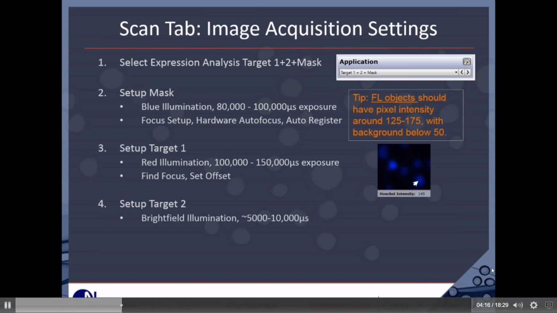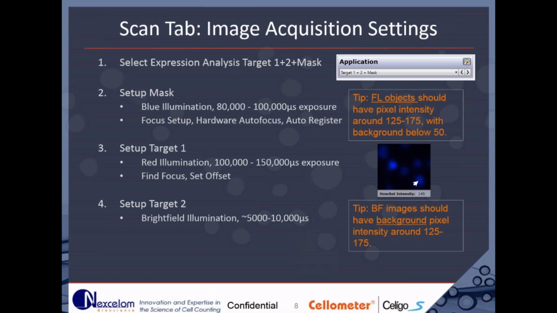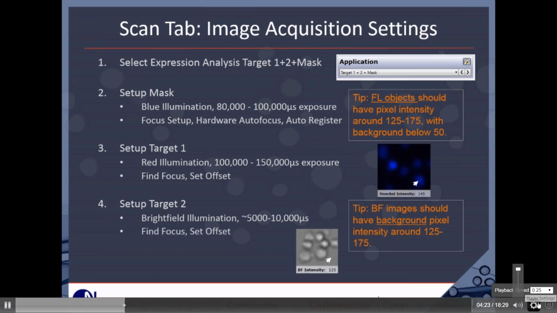And then for target 2, we'll use bright field illumination. This is a little fast. So for the bright field illumination, that'll be target 2. The auto exposure and gain would be just fine to use, but ideally you want to have the background be around 125 to 175. So hovering your mouse over the background, again, you can see the values displayed on the screen. So that's the setup of the focus and illumination for the 3 channels for this image acquisition. All right, well, let's turn this back up.